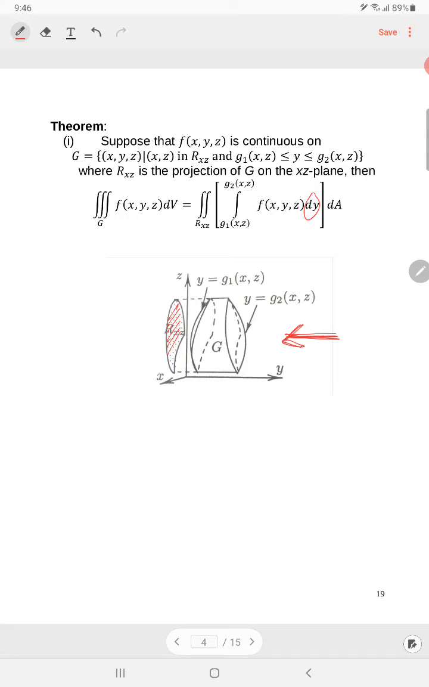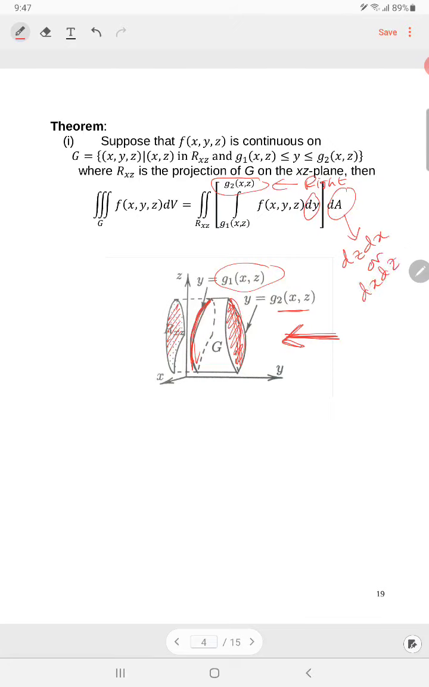The right surface, which is this surface here, would be the upper limit for y. It can be a function of x and z. So the upper limit for y would be the right surface, and the lower limit for y would be the left surface. It might be a function of x and z, or it might be a constant. So here we need to integrate with respect to y first, and then your dA here can be dz dx or dx dz.